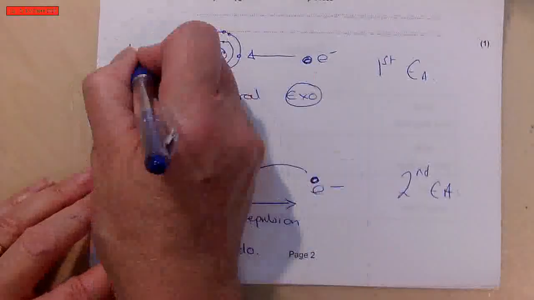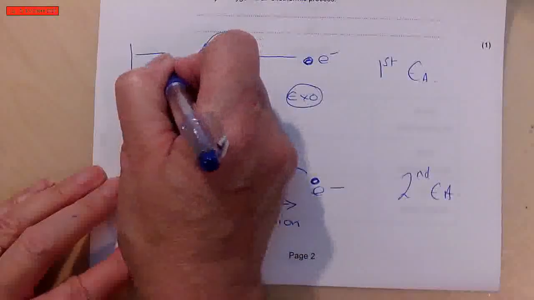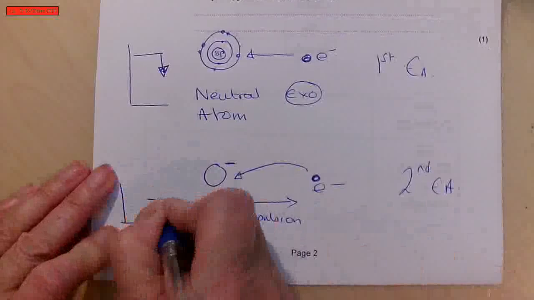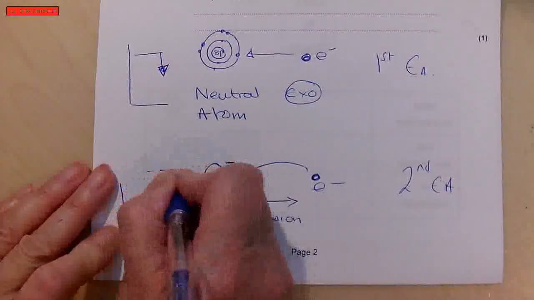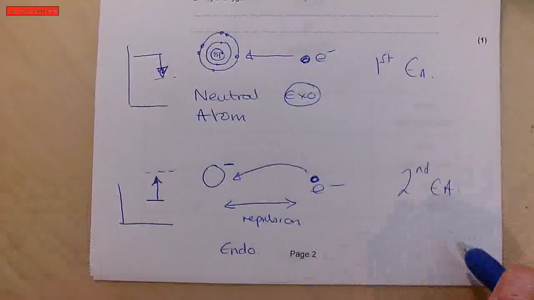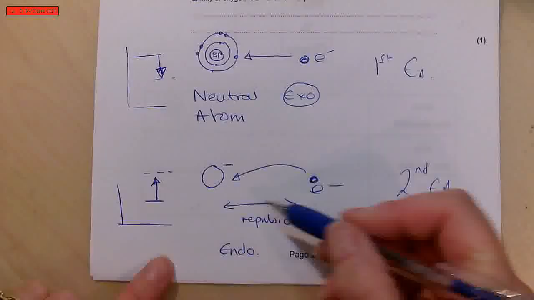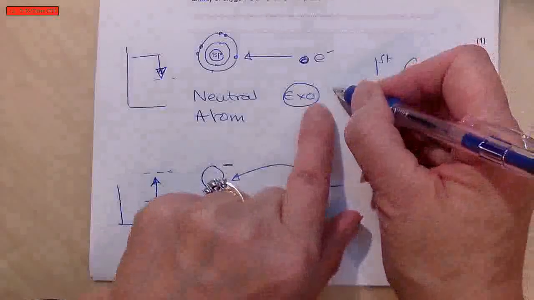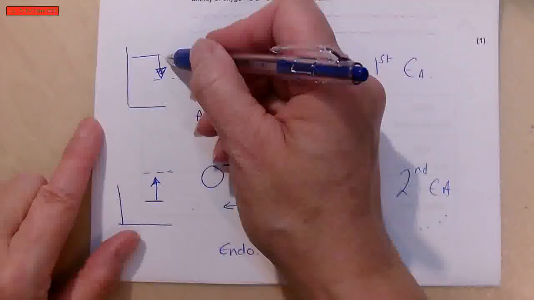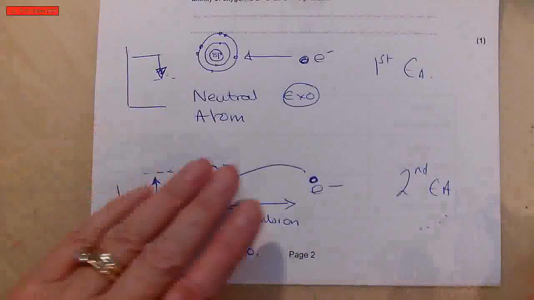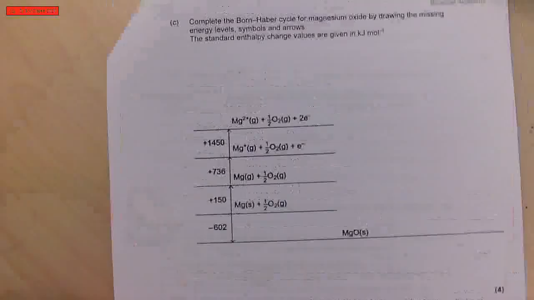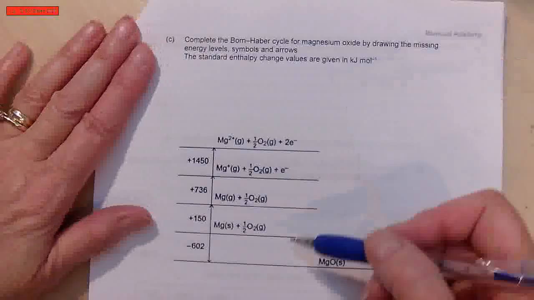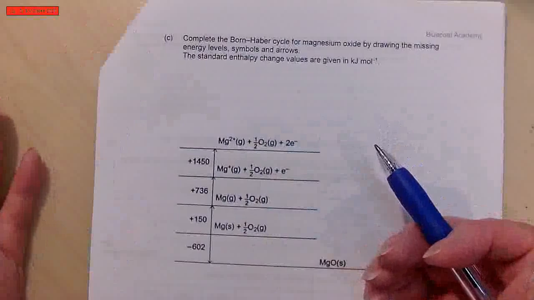That's an exothermic process. And on our Born-Haber cycle, wherever we happen to be, an exothermic process is an arrow downwards, and an endothermic process is an arrow upwards. So this is going to be endothermic, so the arrow is going upwards, we're having to put energy in. This is an exothermic process, energy is being released, this is an arrow downwards. Okay, so we can have a look then at completing this Born-Haber cycle.